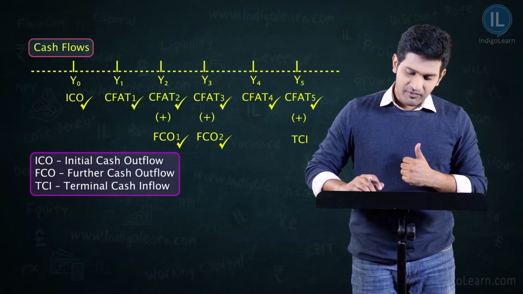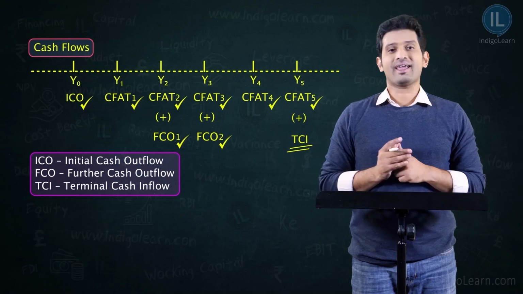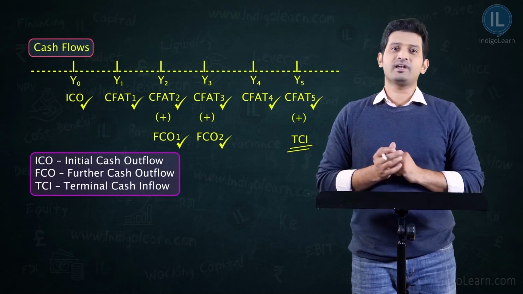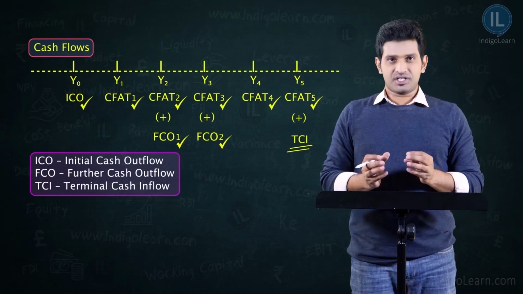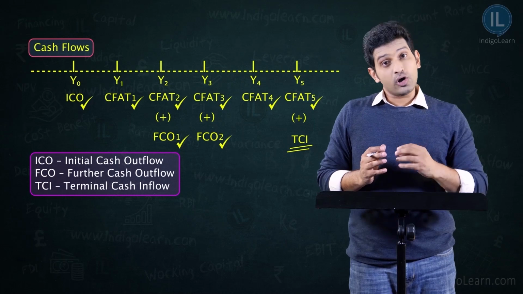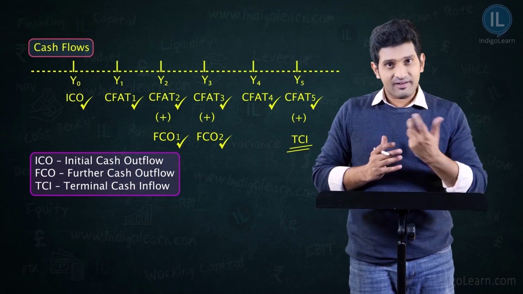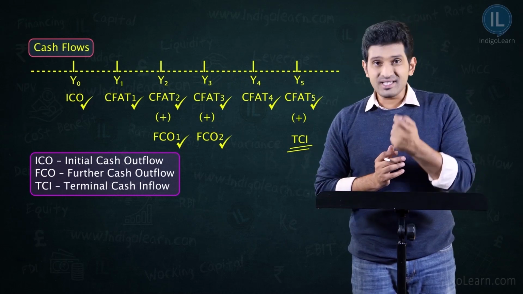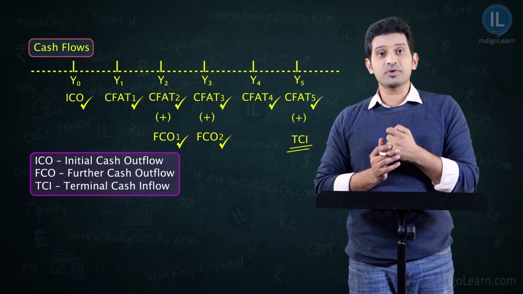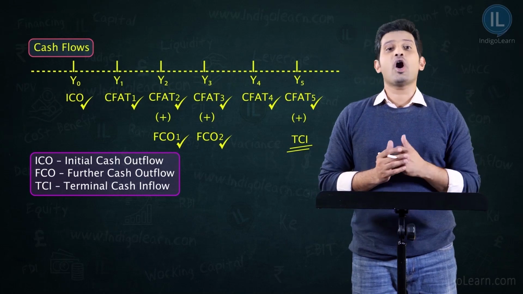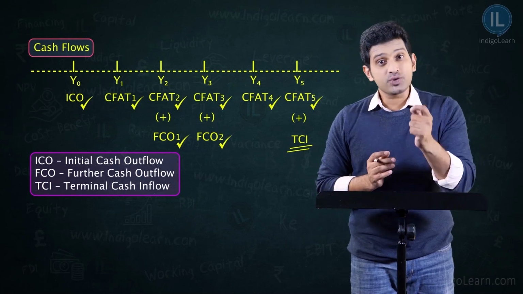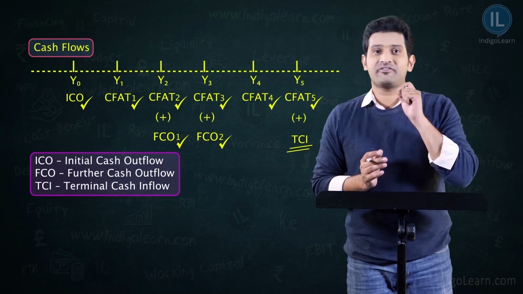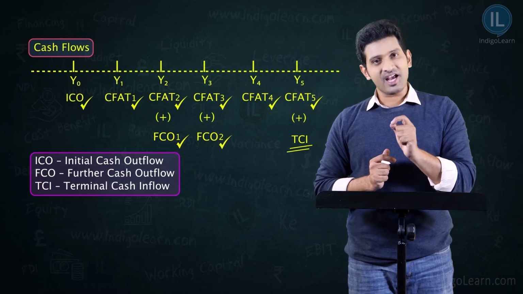And lastly, we said there is something called terminal cash inflow. Now, what is generally terminal cash inflow? The asset which we purchased, after 5 years, may also have some value. It will have some salvage value, it will have some market value. Now this inflow, the actual inflow which is expected to be generated on sale of the asset, including the tax effect, we will call it the terminal cash inflow.